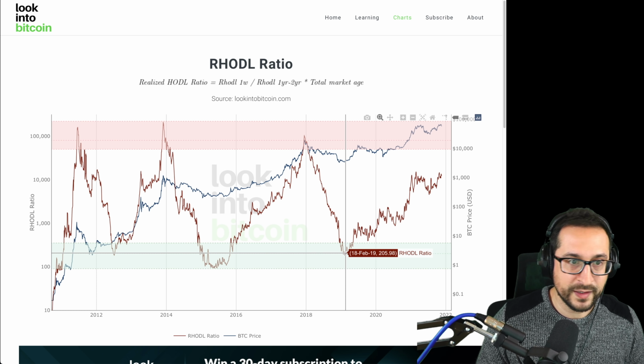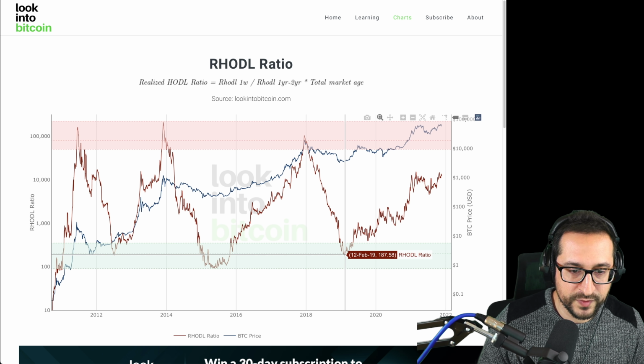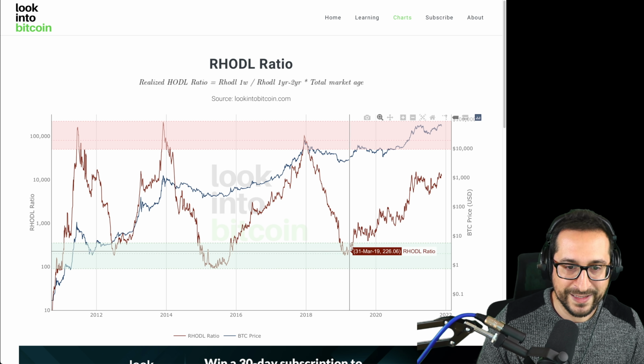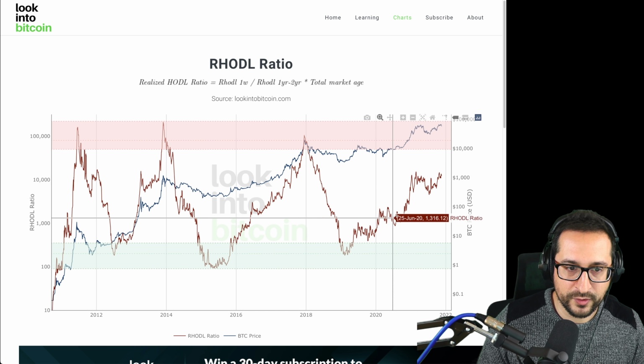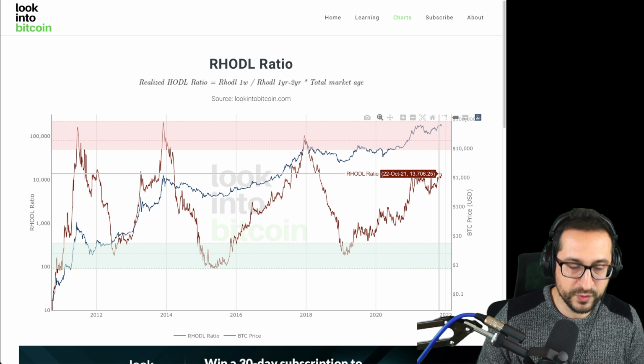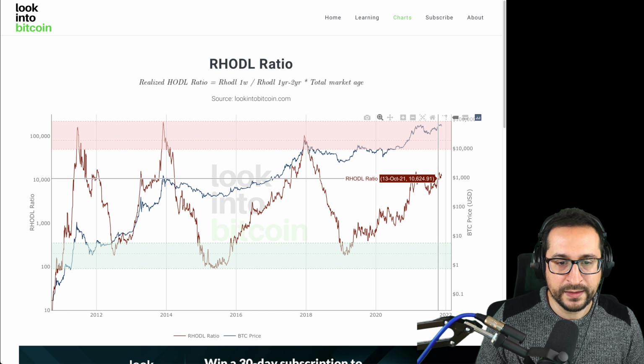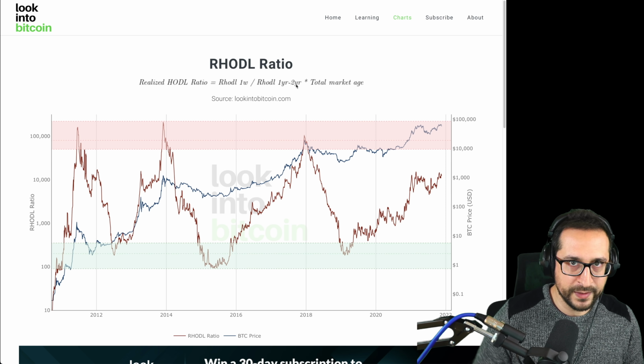So how are we in terms of RUPL ratio right now? So you can see that it's been growing from 2019 in almost like a constant growth here in terms of ratio. This doesn't necessarily mean that long holders are stepping down.